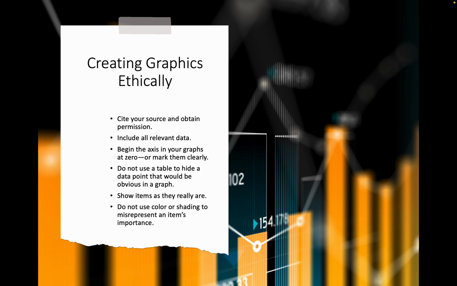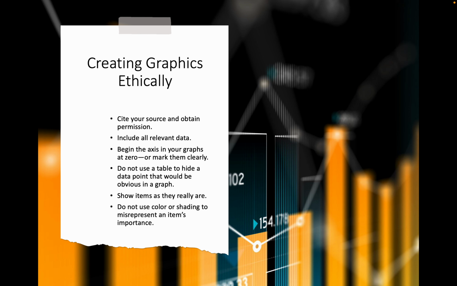Begin your axes in your graphs at 0, or if you don't, mark them clearly. A lot of times when somebody is trying to be intentionally misleading, they'll start one graph at 50 and the other bar graph at 0. Don't do that. They should all be the same, or if they're not all the same, you need to make sure that it is very clear that they're different and why you have made that choice.